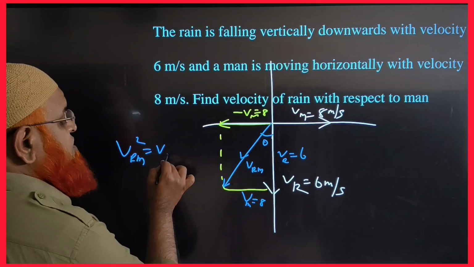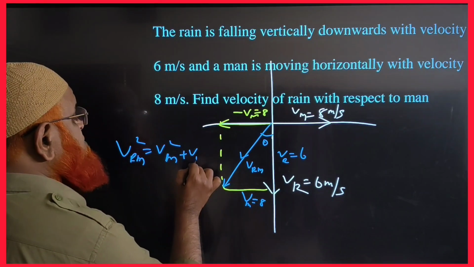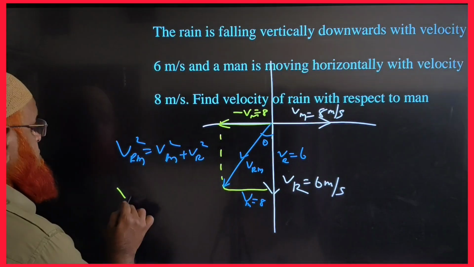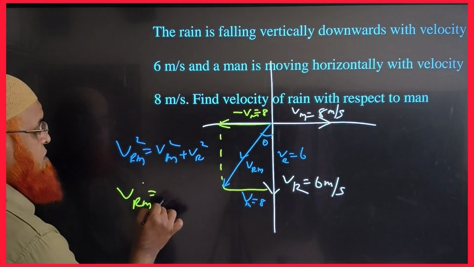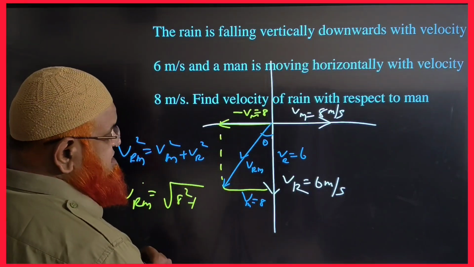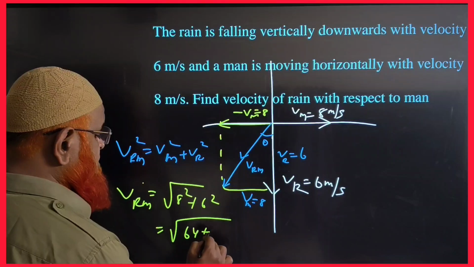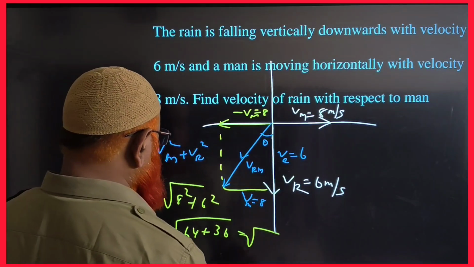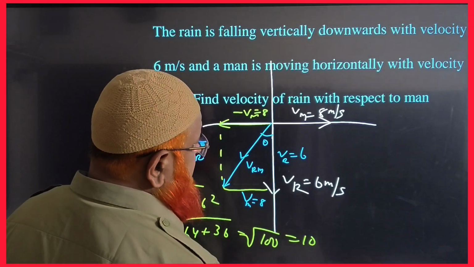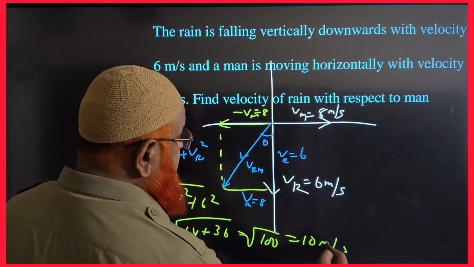VRM square is nothing but velocity of man whole square plus velocity of rain whole square. So we'll take some other bright color so you can see nicely. Vm square, what is Vm? 8 square plus VR square, 6 square. So that is 8 8s are 64, 6 6s are 36, which is nothing but 100. Your answer is 10. So find the velocity of rain with respect to man, it is nothing but 10 meters per second. That is going to be your answer.